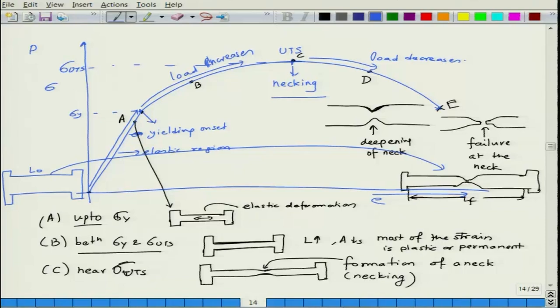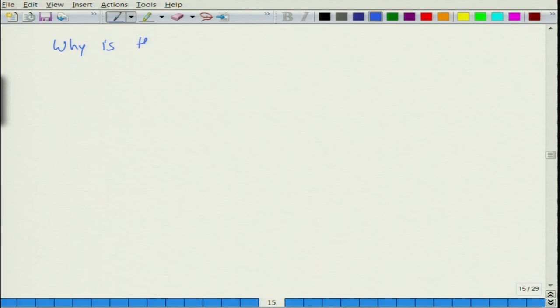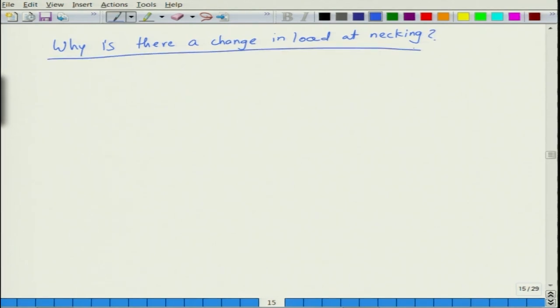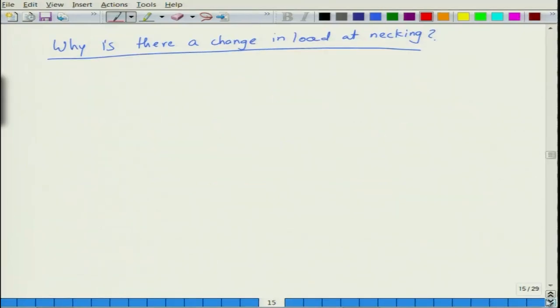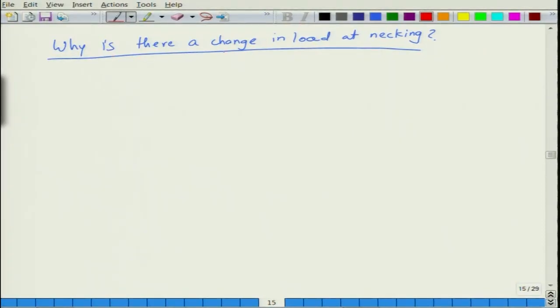So the question is, what happens at the neck and why is that? So let us first look at why there is a change in load at necking. Because you observe this only in the engineering stress strain curve, you do not observe the same in the true stress strain curve. So basically the true stress behavior is something like this. True stress just keeps going on. The necking point would be somewhere here, but it is not visible very clearly. But in the engineering stress strain curve, the necking behavior is very visible. And that is why the engineering stress strain curve is preferred, because you want to go only up to the necking. We will see what happens at the necking in a little while. But first the question is, why is there a change in the load at necking?